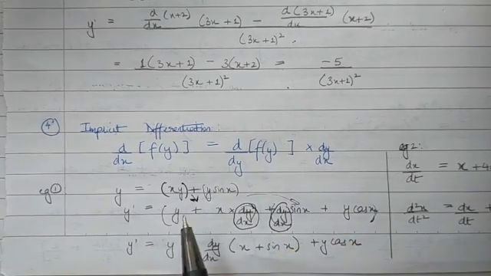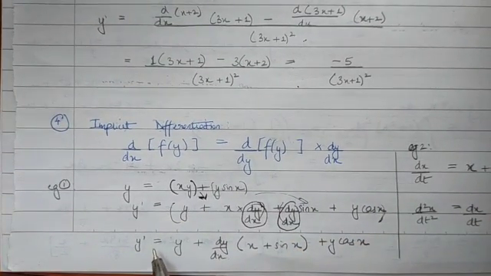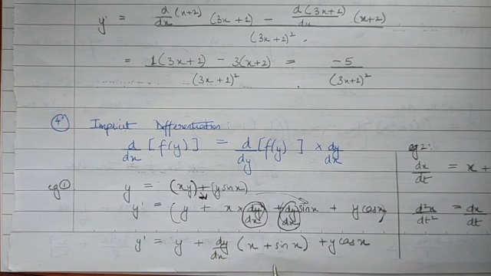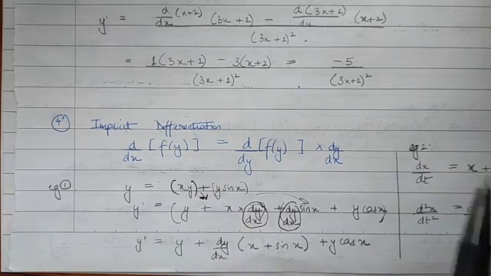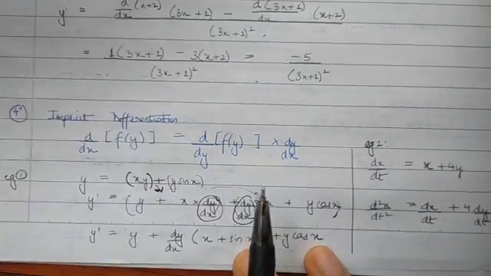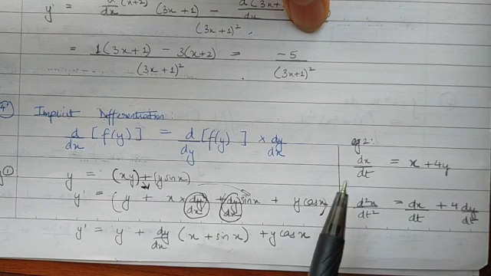If they were asking you for dy/dx, then you would rearrange to make dy/dx on one side, and then you would just divide by this bracket to make dy/dx equal to whatever else you have left. Now let's look at another example.